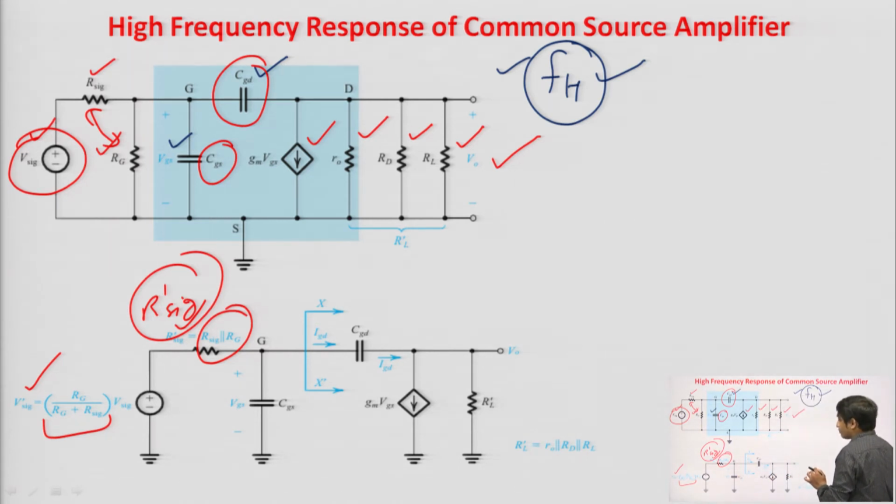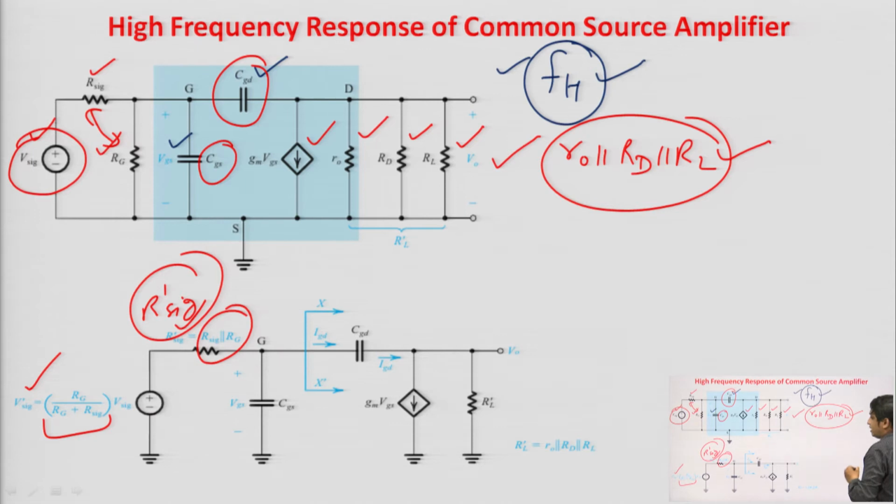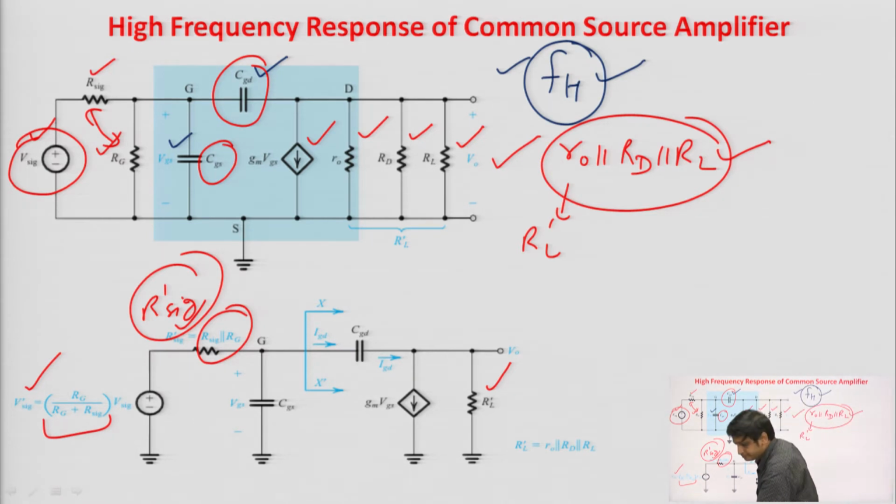Now, at the output side, we can see that R naught, Rd and RL are in parallel. So, to simplify it, we have replaced these three resistors with a single resistor, RL dash. This RL dash is equal to R naught parallel to Rd parallel to RL, fine.